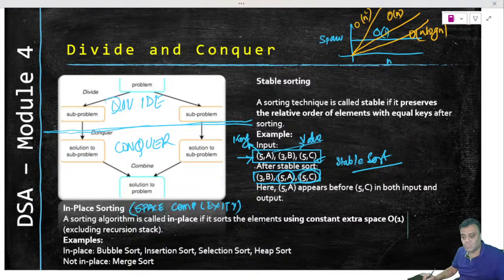So if after this sort 5A and 5C are one after the other in the same order as they appeared in the original list that was given to you, then you have a stable sort. Otherwise it's an unstable sort. So I hope, Partho, that question is clear now.